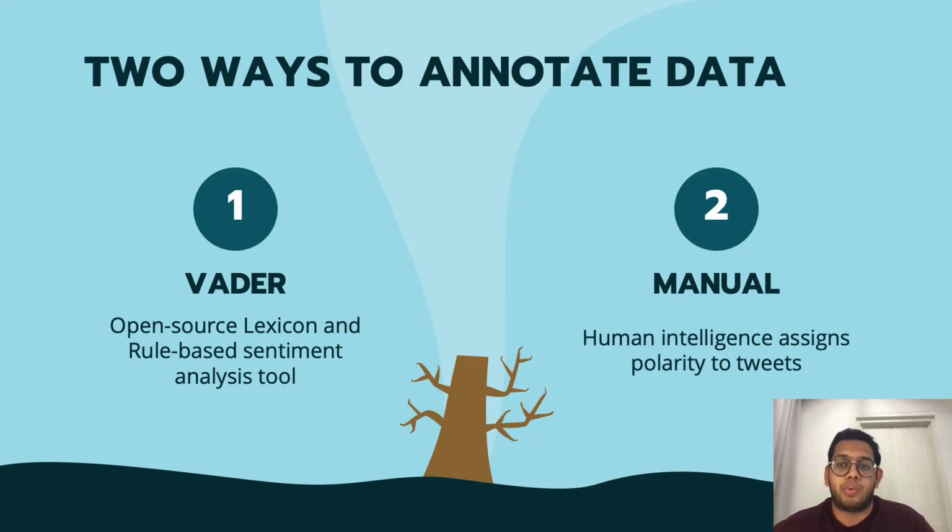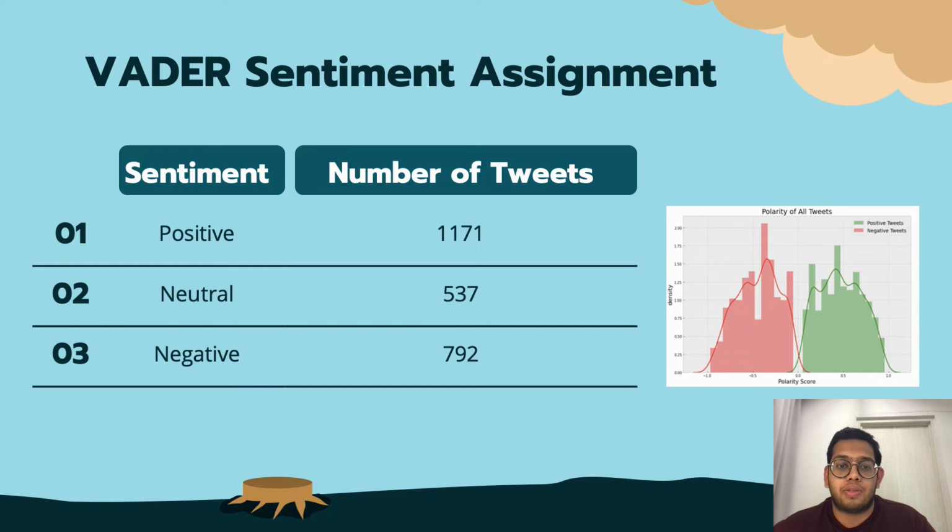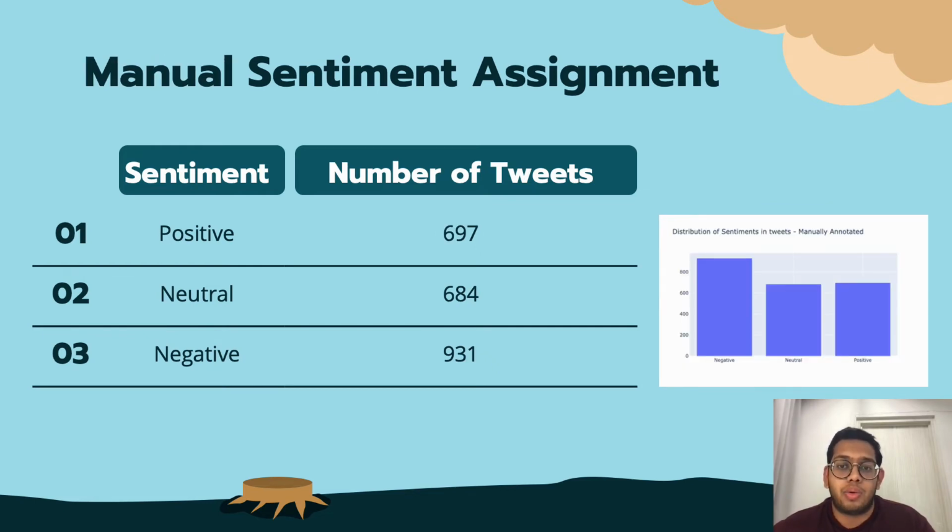The first dataset was annotated using an open source sentiment analysis tool called VADER, which classifies texts according to a compound polarity score. The second dataset was manually annotated. Here are some statistics of the tweets classified by the VADER model. And here are the tweets that are classified manually.